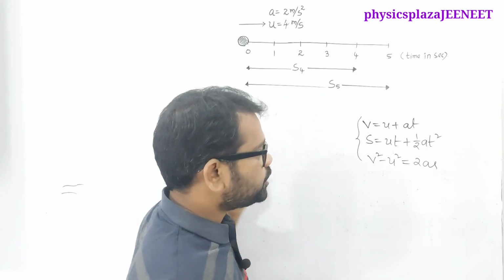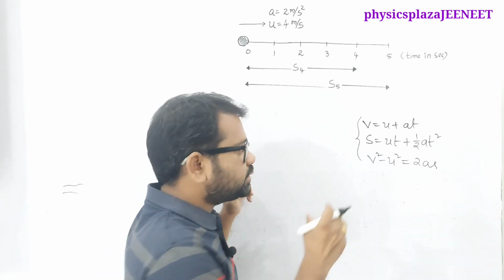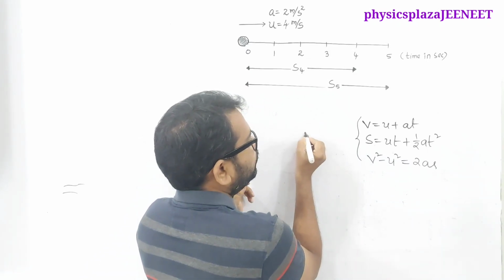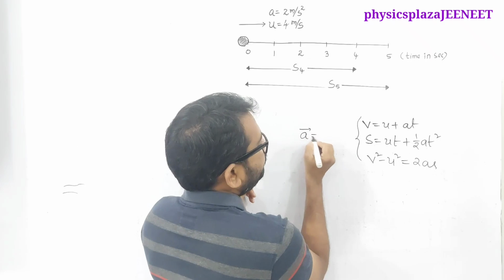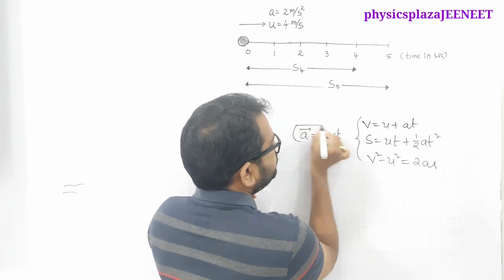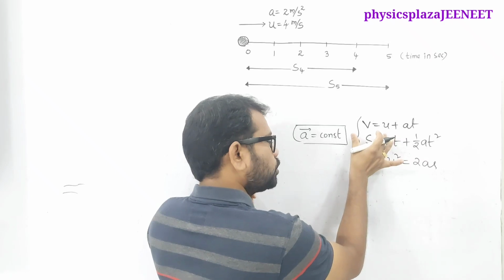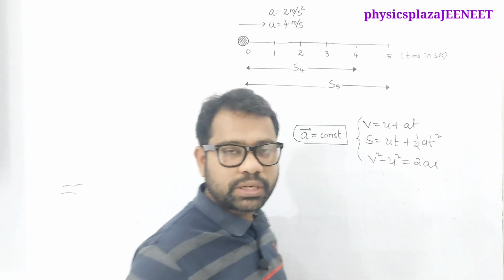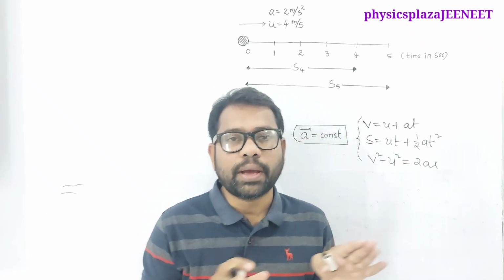Okay, fine. And children, you should remember one important thing. These 3 equations of motion are derived for an object which is moving with a uniform acceleration, that is constant acceleration. So these equations of motion are applicable only for an object which is moving with a uniform acceleration.